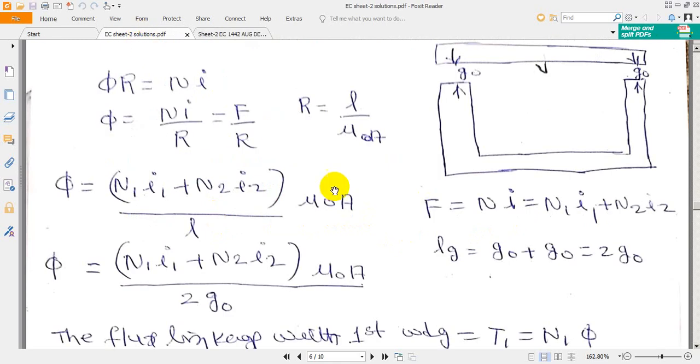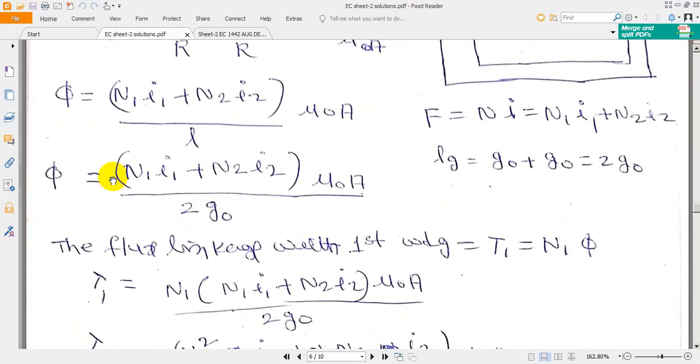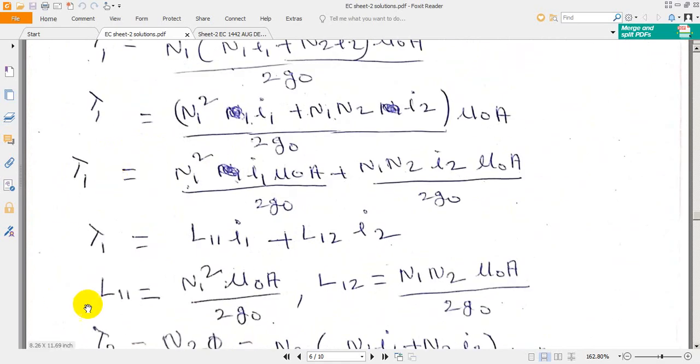To start with, we have 2 windings, one winding here, one winding here. This is a movable part, this is the fixed part. So how can we proceed now? We need to calculate the self-inductance. Inductance can be calculated as flux linkages divided by current. Let us calculate the flux linkages.